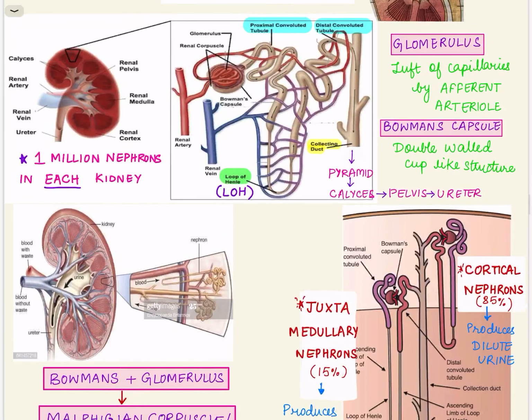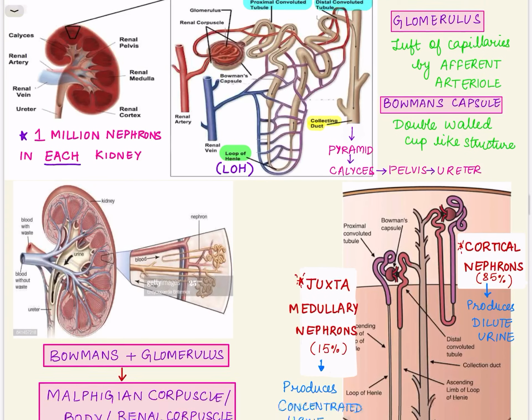So coming to the structure of the nephron, the nephron consists of a glomerulus, which is nothing but a tuft of capillaries formed by the afferent arteriole. Next, you have the Bowman's capsule, a double walled cup like structure enclosing the glomerulus, which continues as a tube like structure called the proximal convoluted tubule, which continues as the loop of Henle, also known as LOH, and then continues as the distal convoluted tubule, which ends in a collecting duct. So the collecting duct will continue into the pyramids, into the calyces, and then further into the renal pelvis, from where the urine is carried out by the ureter.